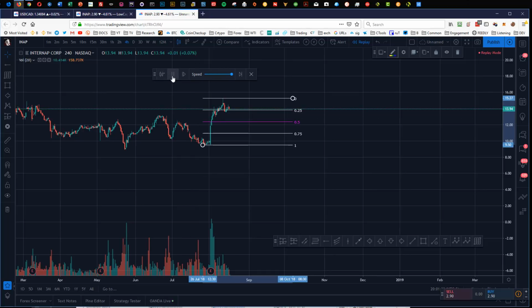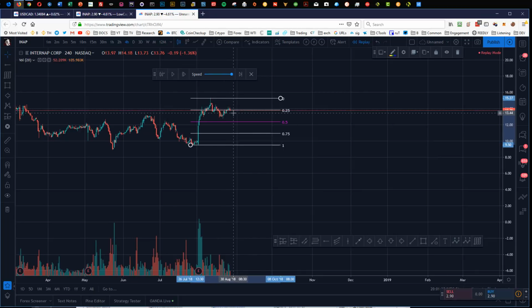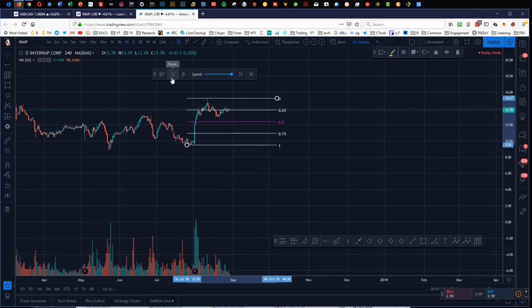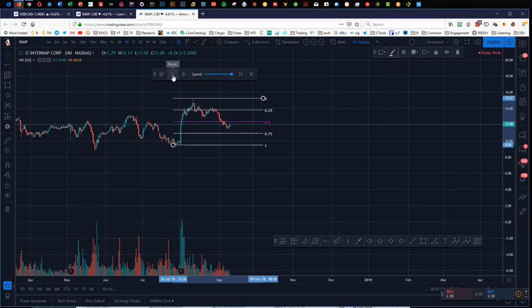So if we forward this off, we see that officially this channel is broke. Now it looks like it's going to test it again, but we don't trust it anymore. We don't trust this 25% mark. Once it's broke like that, it's going to break again.